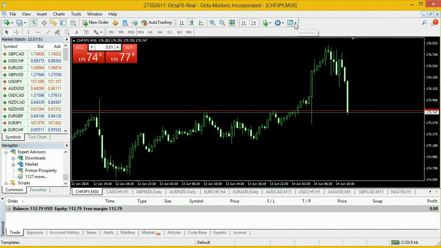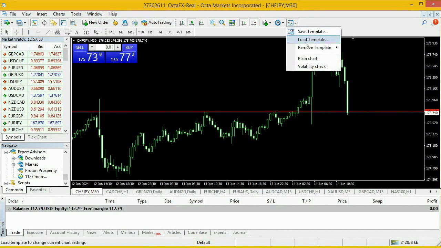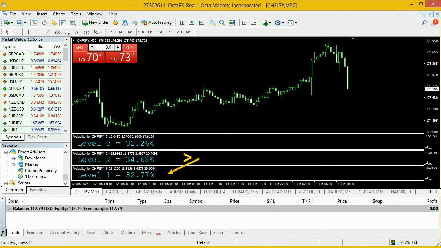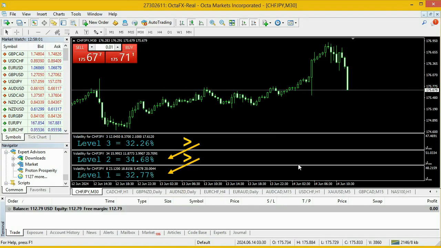There are times when the market is not in a conducive state for high probability trades, as you can see. Remember, level 2 must be greater than level 1 and level 3 must be greater than level 2, which is not the case in this instance. In such cases, we do not trade.